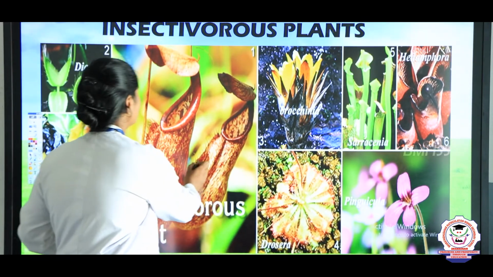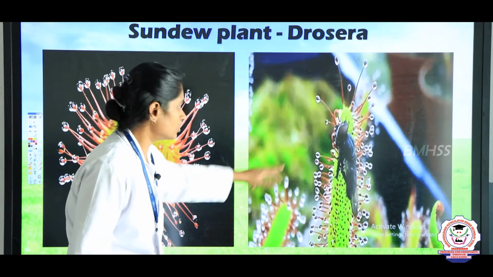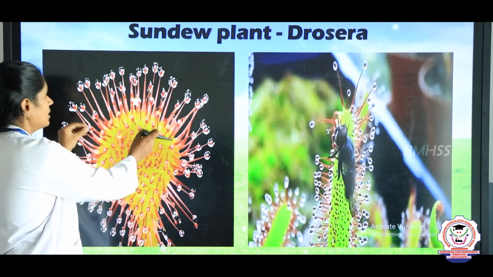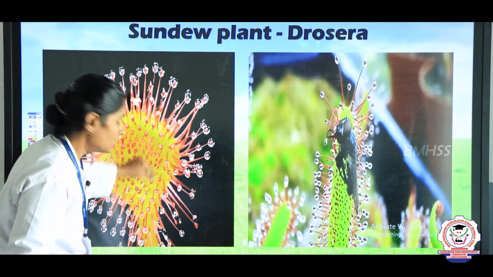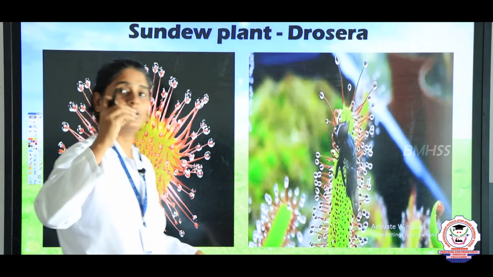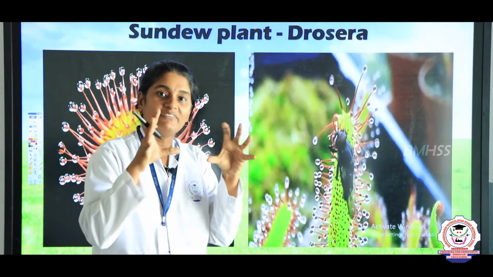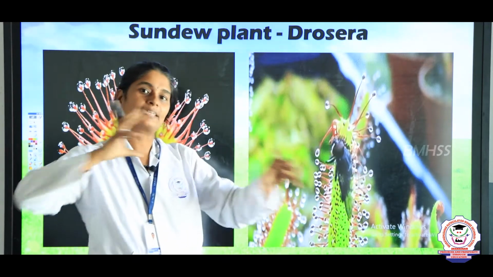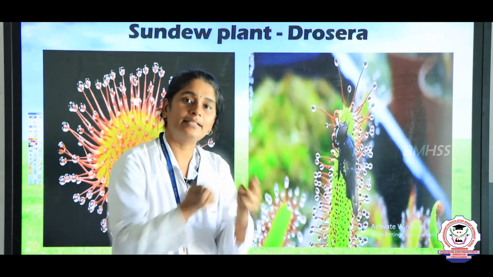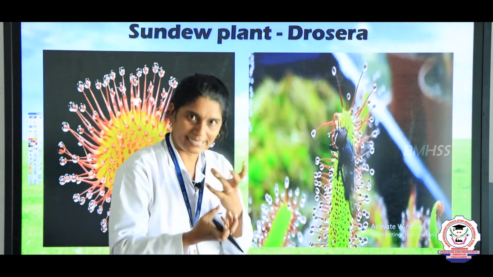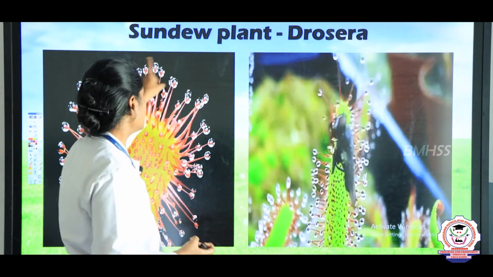Now, let us see the examples of insectivorous plants. The first one is the Sundew plant, also called Drosera. You can see a very sticky, jelly-like substance on the top of the plant. Once an insect or fly comes and sits there, it gets stuck and cannot escape, and the plant makes the insect die and takes the nutrients from it.